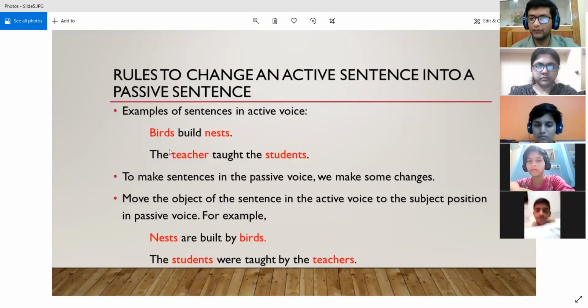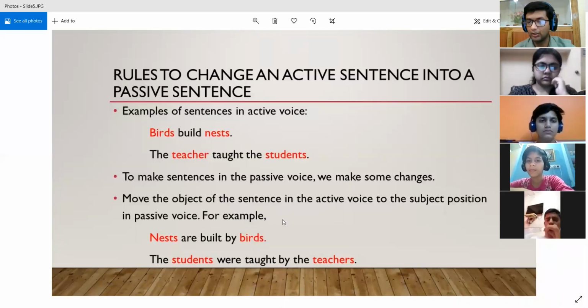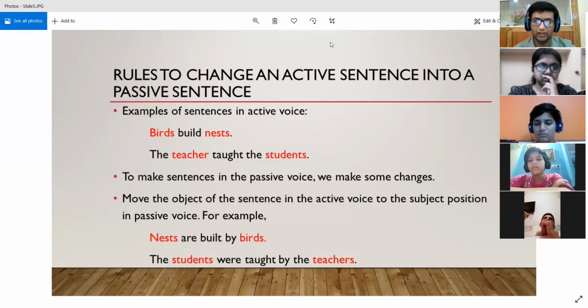The four rules that were there to convert an active sentence into passive voice. All right. So the first rule was: move the object of the sentence in the active voice to the subject position in the passive voice. So this was the first rule. We are going to go through each of them very quickly. In brief, we are changing the subject and the object's position in the passive voice. Basically, we are exchanging them.